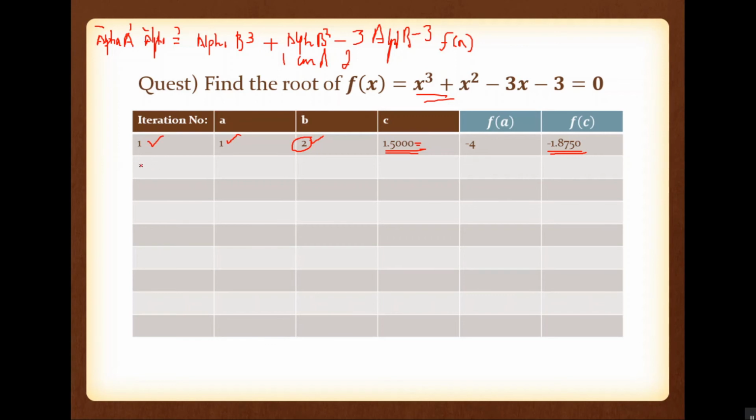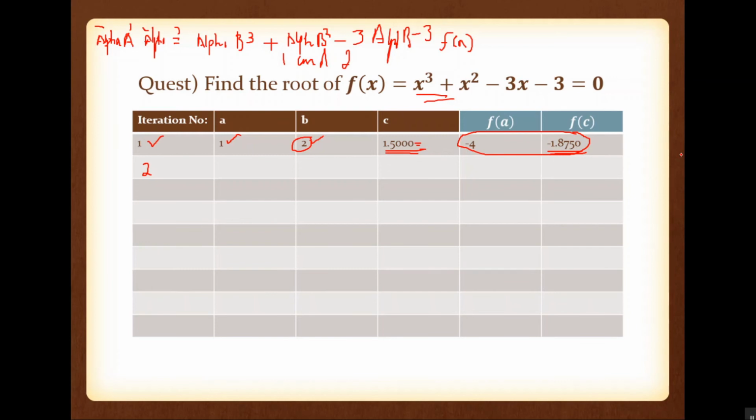Iteration number 2. Now what we have to replace, a or b? Can you give an answer? What I asked you to do is take the product of f of a and f of c. Actually, there is no need to find the value of f of a and f of c. From this answer itself, you can say the sign of f of a and f of c. F of a is negative, f of c is negative. So is the product less than 0 or not? Positive means not less than 0.